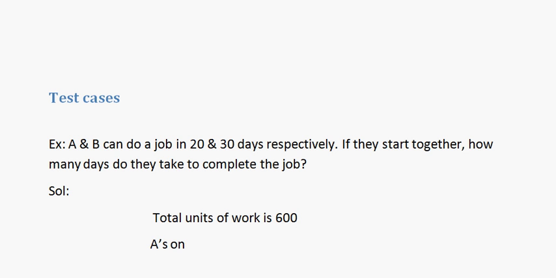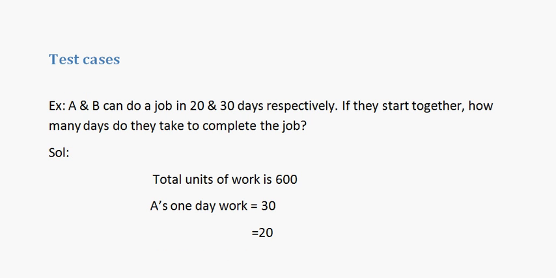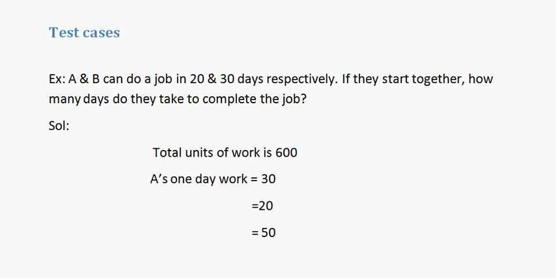So A's 1 day work is 30. B's 1 day work would be 20, right? Total 1 day work would be 50, right? So number of days required would be 600 by 50, which is equal to 12 days.